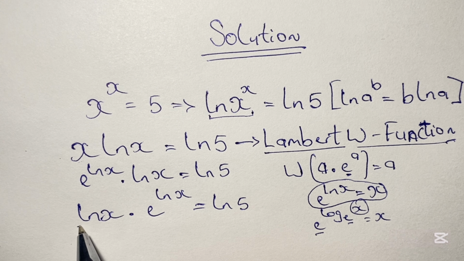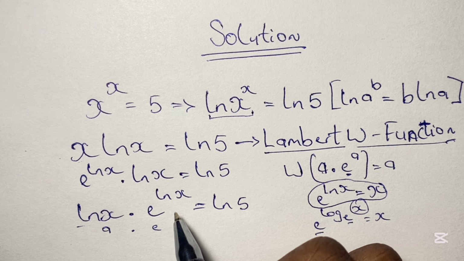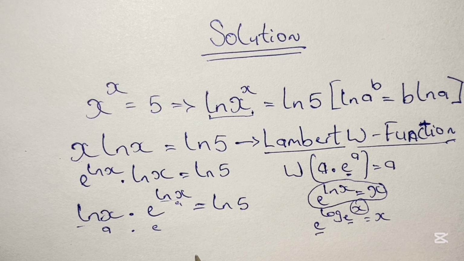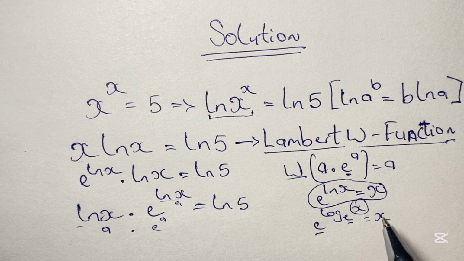Now if you're looking carefully, you see here, we can say that here is a, we are multiplying this by e, and here is the same value as a. So we actually have a times e to the power of a. And if we apply a W function to this expression, the result is a.